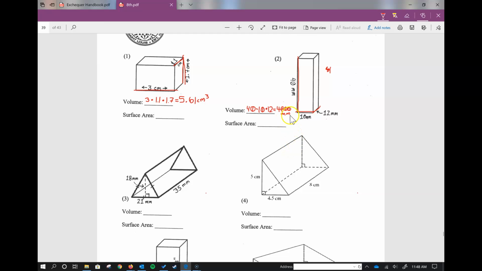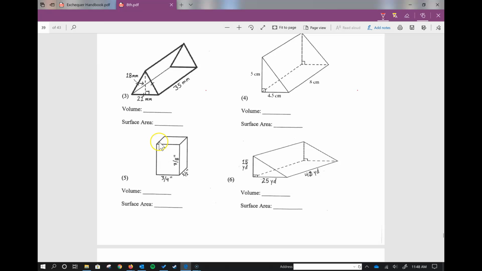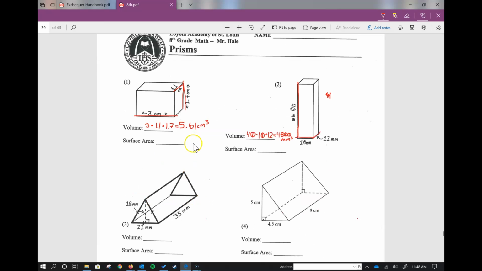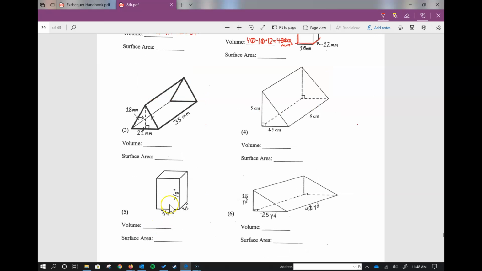So we have millimeters, and then since we have volume, 1, 2, 3 things being multiplied together, it's to the third power. I'm going to jump down to number 5. We have another box. In fact, this is the same box that I just stretched and reshaped in Microsoft Word. This time we have measurements in fractions. That doesn't change anything.